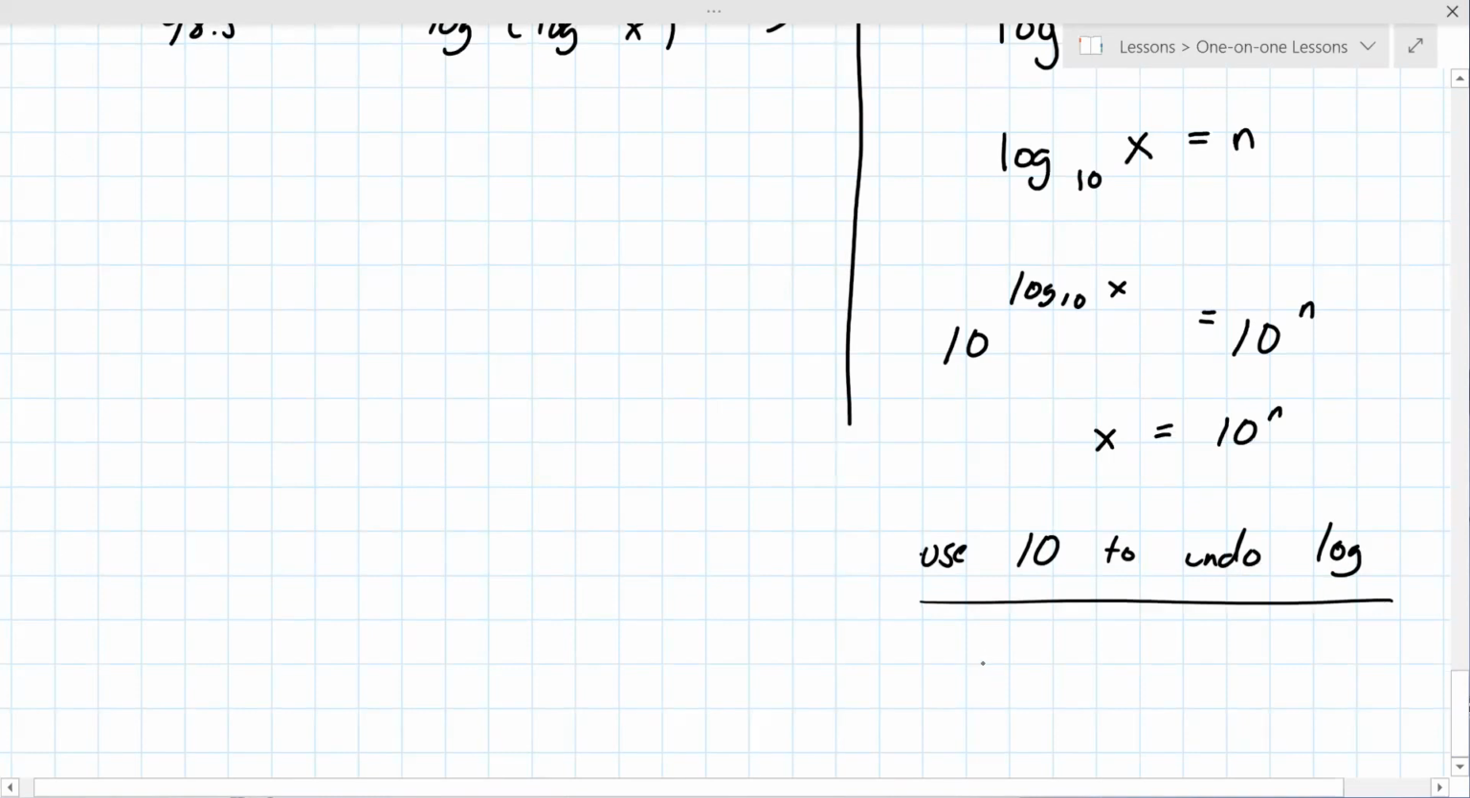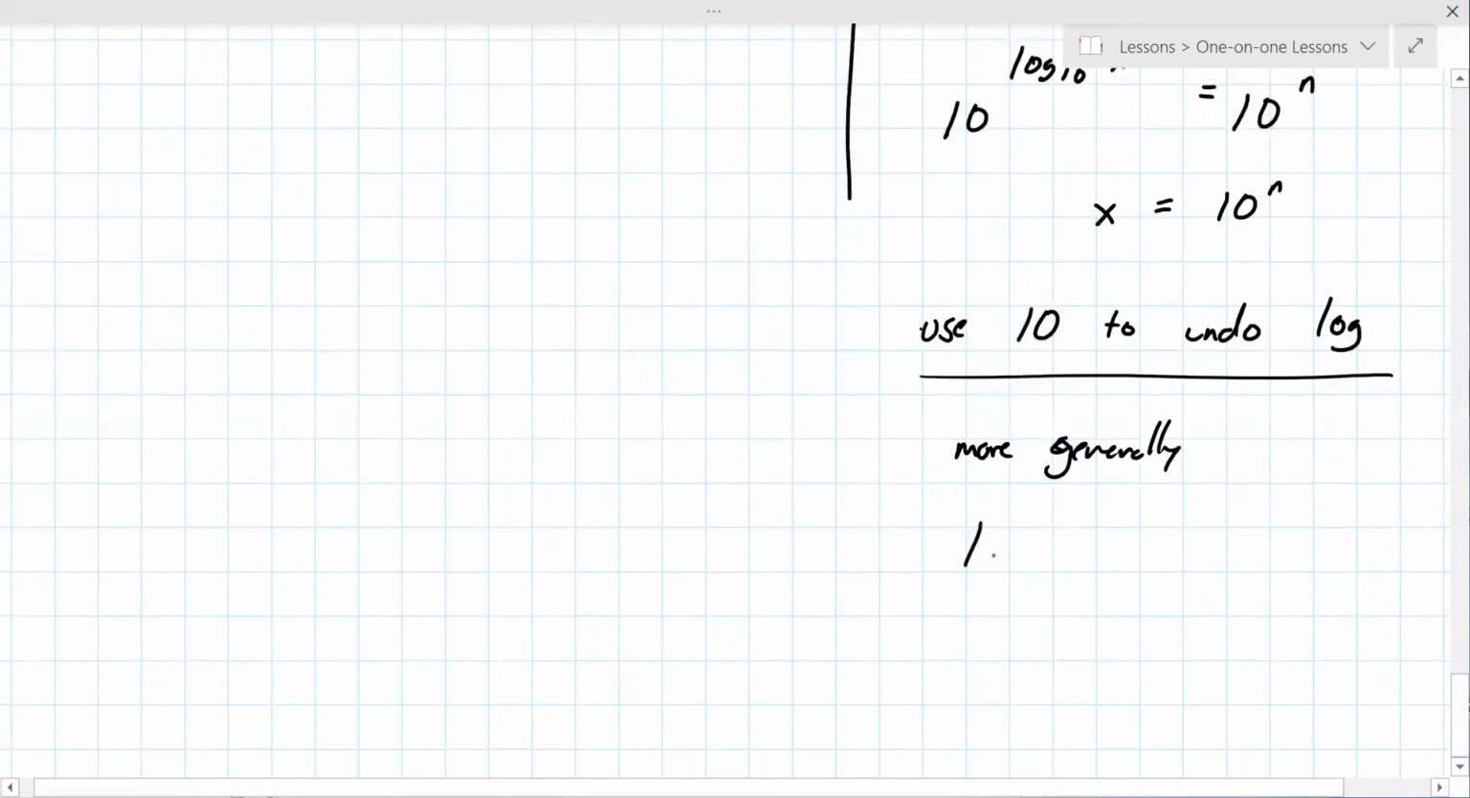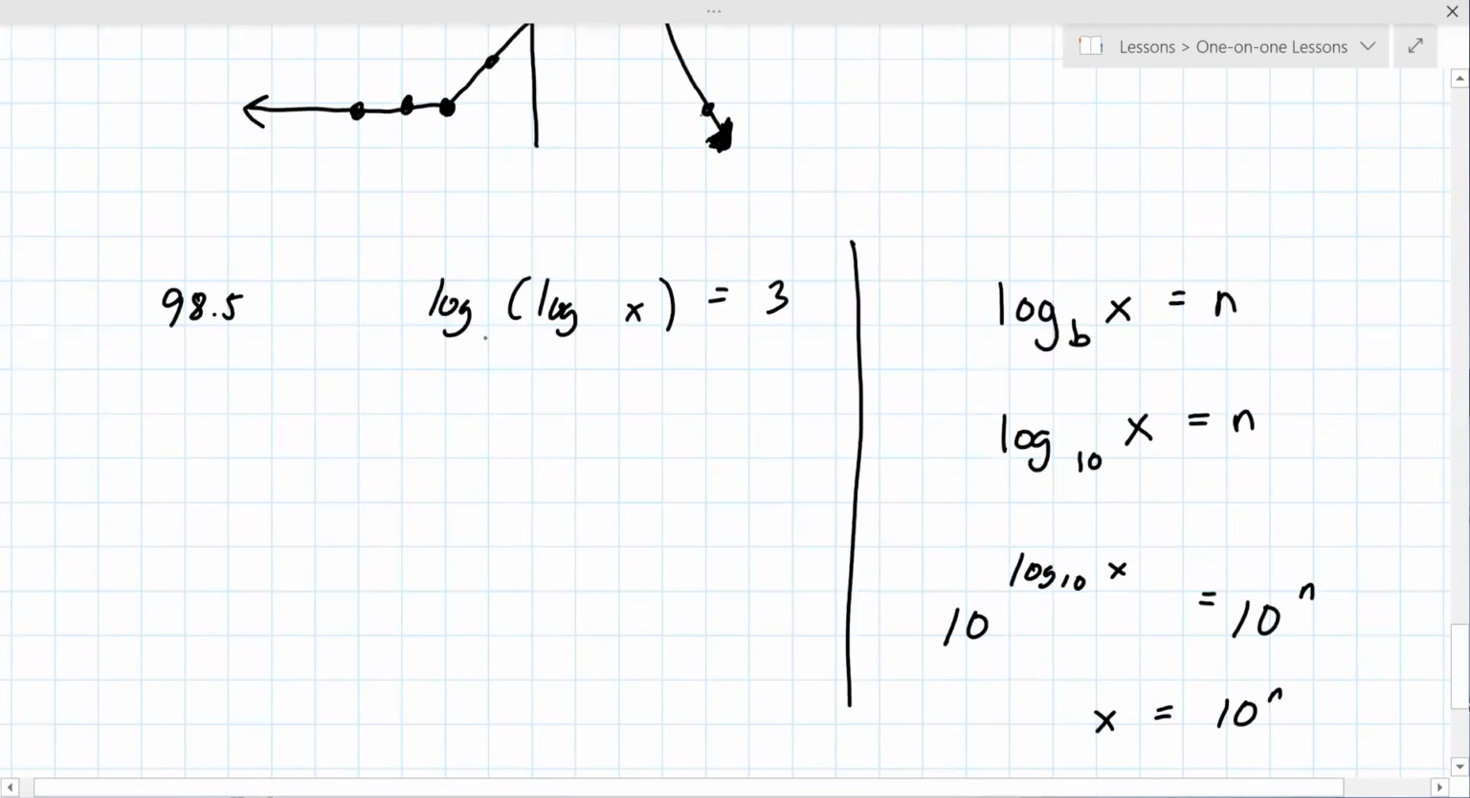But more generally, this is important, because you won't always get 10. If you have log base b of x equals a number, you use b to undo log. It just so happens that it's usually 10. So here, there's really a 10 here. So if you undo the outer one, 10 to the log base 10 of log x equals 10 to the third.